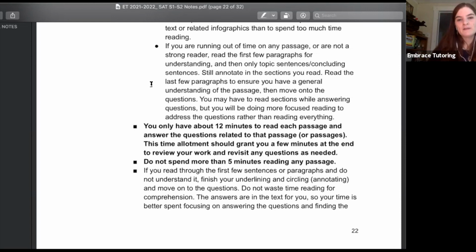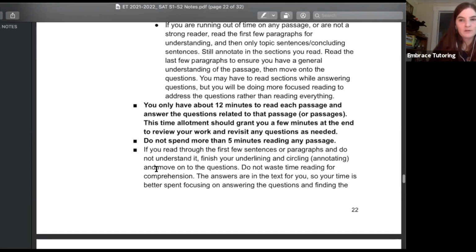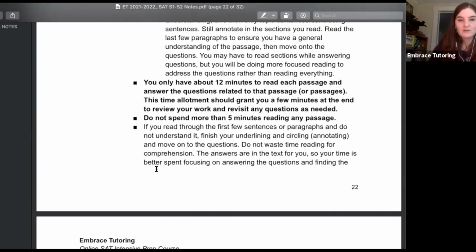So that being said, you do always want to move to the questions if you find yourself getting lost in a given passage, and never spend more than 5 minutes doing your annotation or reading through a given passage. If you are wasting too much time, move on to the questions and come back. Move on to the questions so that you can answer them, at least the one.